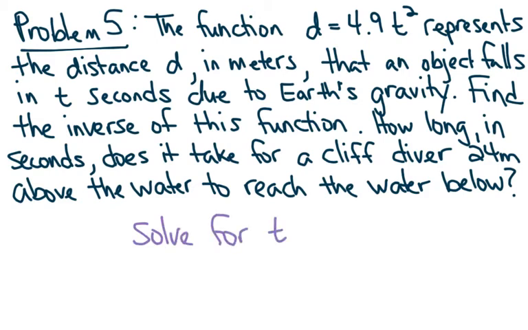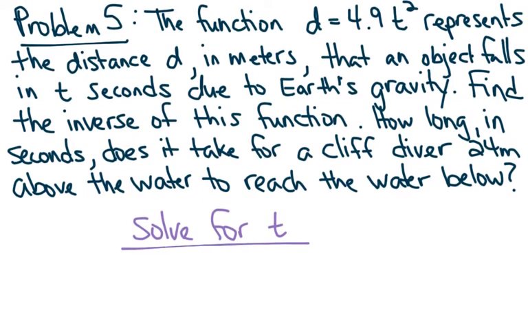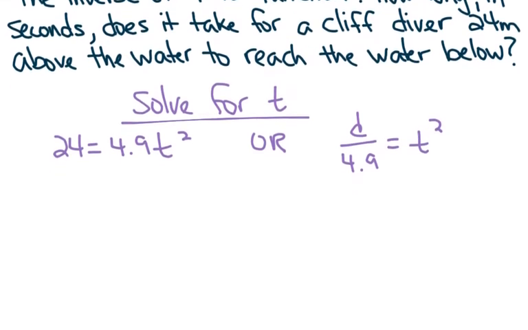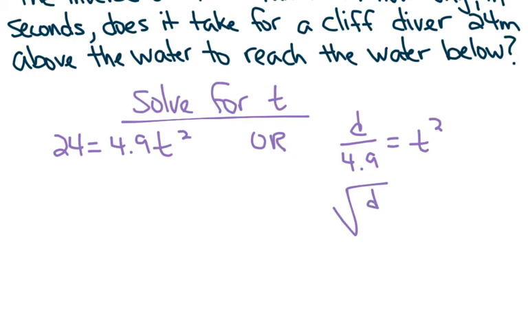That's because they asked me then to plug in 24 for the distance so that they could find t. So a lot of times it helps if I actually just go solve that equation for t first. It doesn't really matter. It's the same thing if I do it either of these two ways. I could plug in 24 for d and then solve for t. Or I could first solve the equation for t by dividing by 4.9 and then square rooting this.